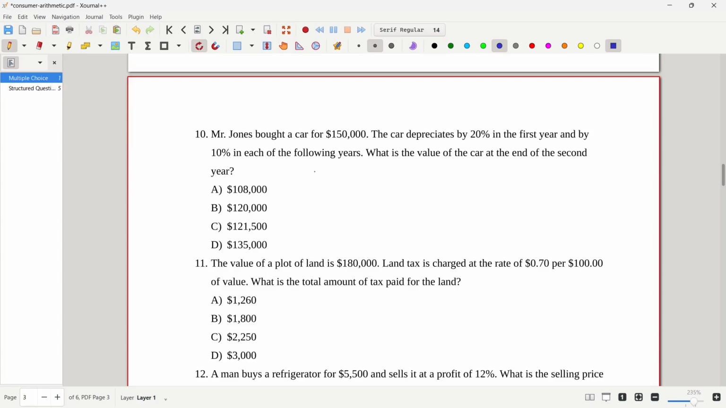Mr. Jones bought a car for $150,000. The car depreciates by 20% in the first year and by 10% in each of the following years. What is the value of the car at the end of the second year? All right, so again, I'm going to show you something with percentages. If something depreciates by 20%, it means that it is going to lose that 20%. If it loses that 20%, it remains with 80%. Remember, you have 100% total that you start with, and if you lose 20%, you remain with 80% of the original value.